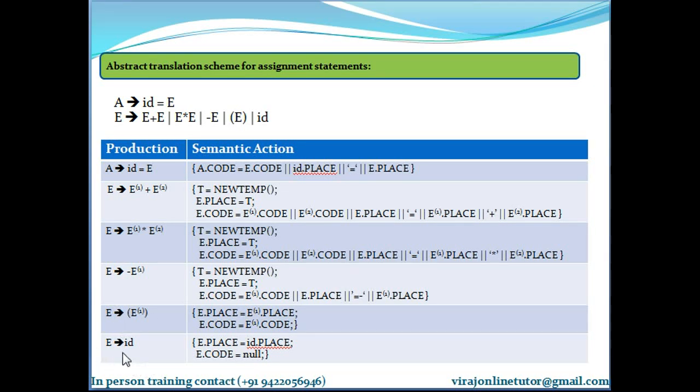Now for E gives identifier, whatever is ID dot place, the actual value, I assign it to E dot place. There is no expression involved here. That's why E dot code is null. There is no code involved, right? It's an identifier only. So whatever is ID dot place, the actual value, I assign it to E dot place. And since there is no expression involved here, there is no code to be executed. That's why E dot code is null. Clear?